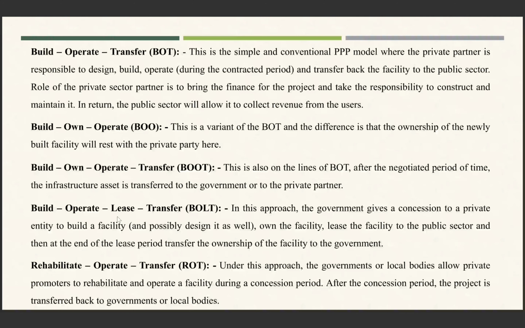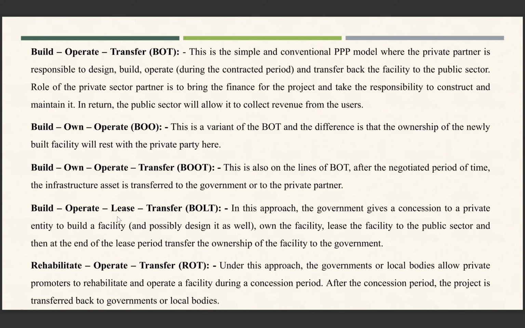So we will discuss each model separately, like the BOT model. This is the simple and conventional PPP model where the private partner is responsible to design, build, operate, and transfer back the facility to the public sector. So the responsibility of the private partner is to make the infrastructure, and after completing that, it is handed over to the public sector.